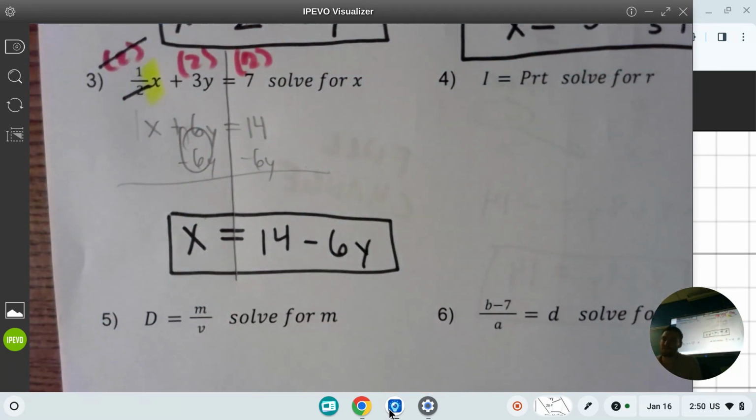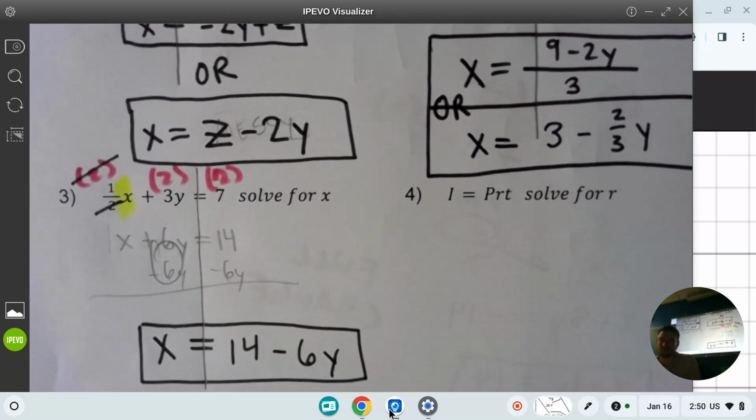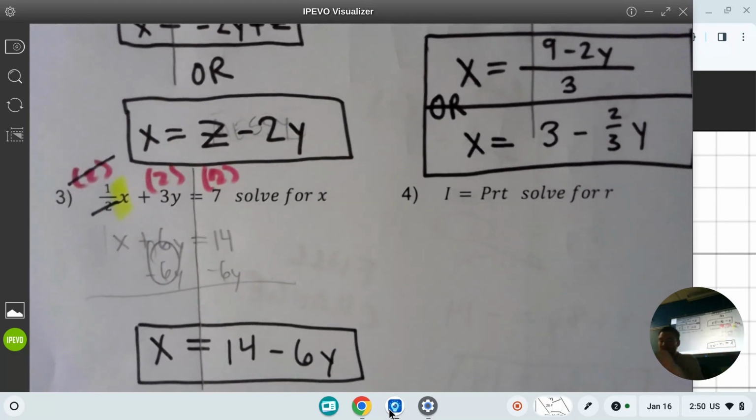There's kind of 2 different versions for number 2. Is -2y plus 9 over 3 also correct? Is it all over 3? Yep, that would be good.